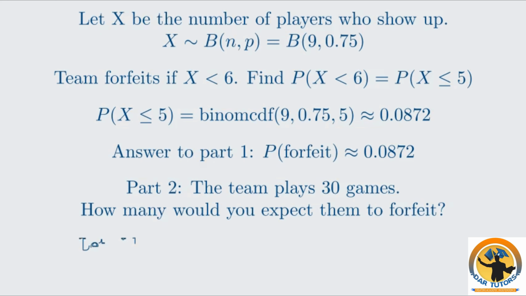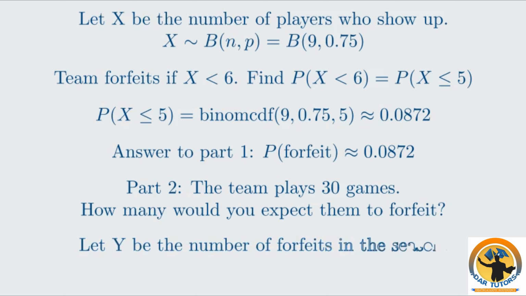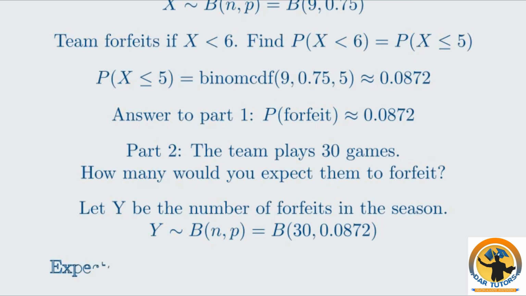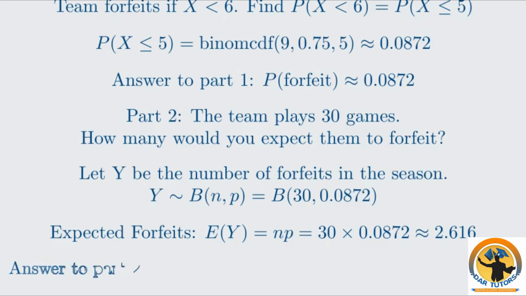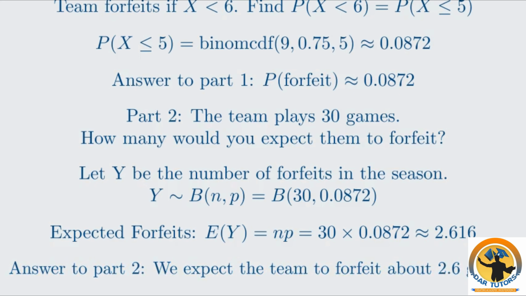We can model this with a new binomial distribution. Let Y be the number of forfeits in 30 games. The probability of a single forfeit, which we just calculated, is 0.0872. The expected value of Y, E(Y), is n times p. That's 30 times 0.0872, which is approximately 2.616. So, in a season of 30 games, we would expect the team to forfeit between 2 and 3 games.